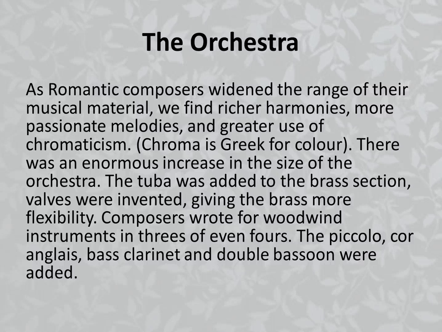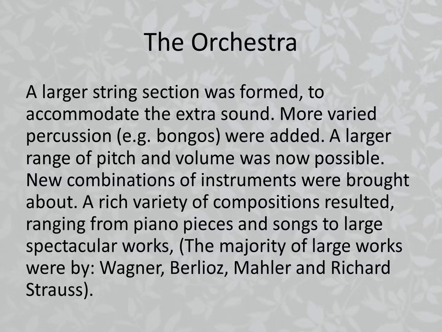It meant it could play a lot more notes. Composers wrote for the woodwind instruments in threes or even fours. The piccolo, cor anglais, bass clarinet, and double bassoon were also added to the orchestra of the Romantic era. A larger string section was also formed to accommodate the extra sound. As you can imagine, with adding a lot more brass instruments to the orchestra, the violins and all the string sections started to get drowned out. So they needed to add in a lot more of these instruments to balance the sound.